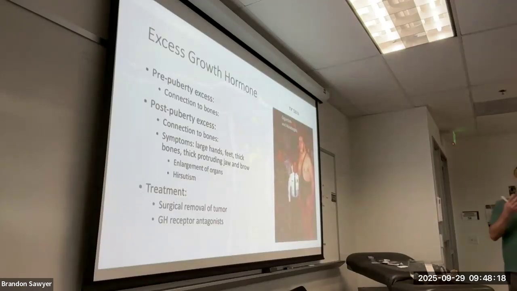Okay, so a couple of growth hormone abnormalities. Excessive growth hormone can lead to two different conditions. If this is happening before growth plates are closed, so pre-puberty as well as into puberty, so we'll just write it here, before growth plate closure, this is going to lead to gigantism.